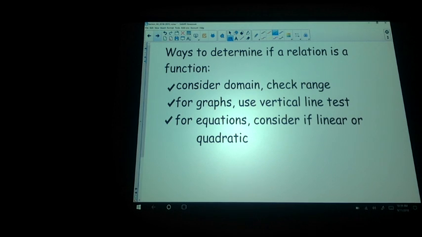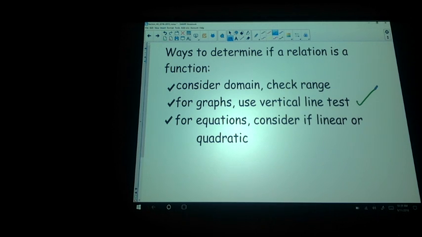Kyle. All right. So ways to determine if a relation is a function. You consider the domain and you check the range. For the graphs, use the vertical line test. This is the easiest of them. Looking at a vertical line test. If you have a picture drawn, and you can draw a vertical line through anything, so a straight up and down line, if it goes through and it touches your picture twice, that is not a function, which is just saying, hey, look, everything matches up.